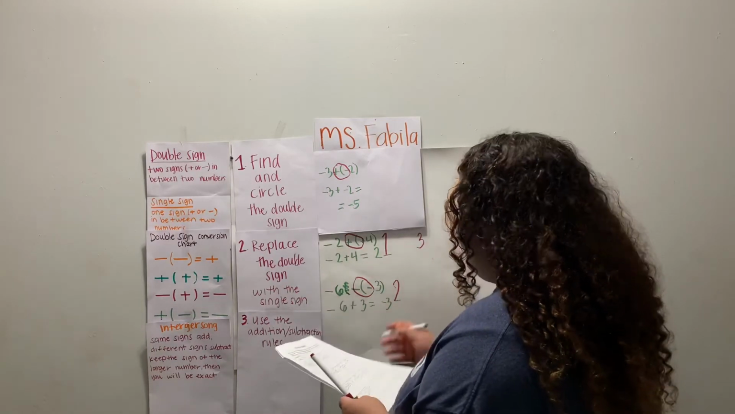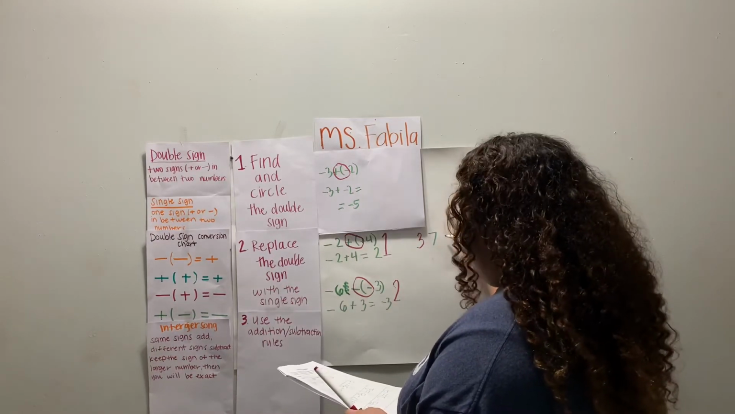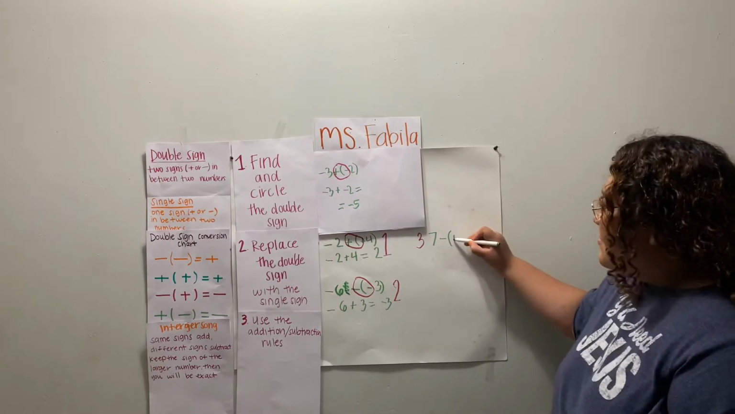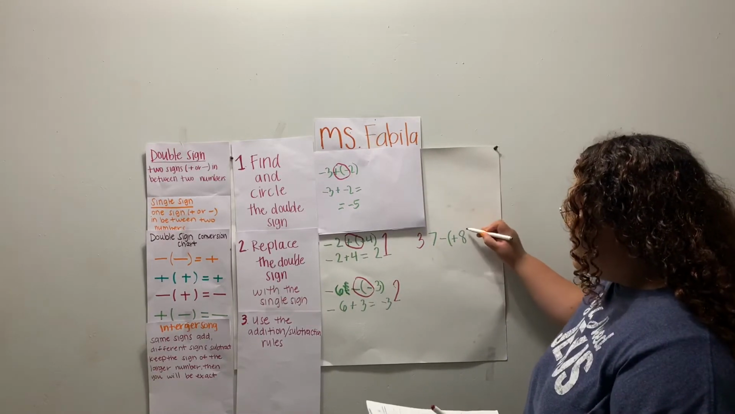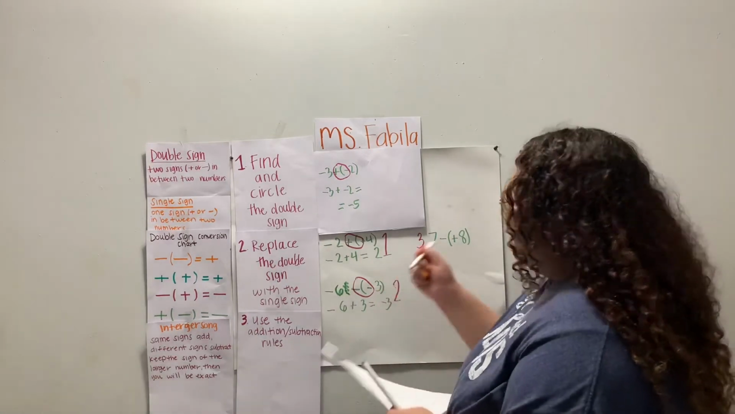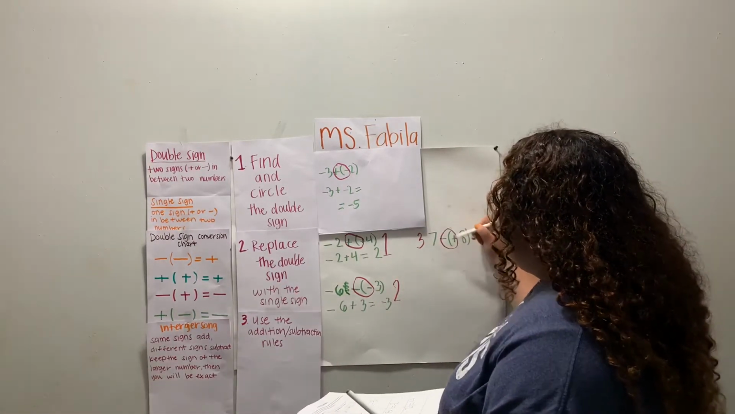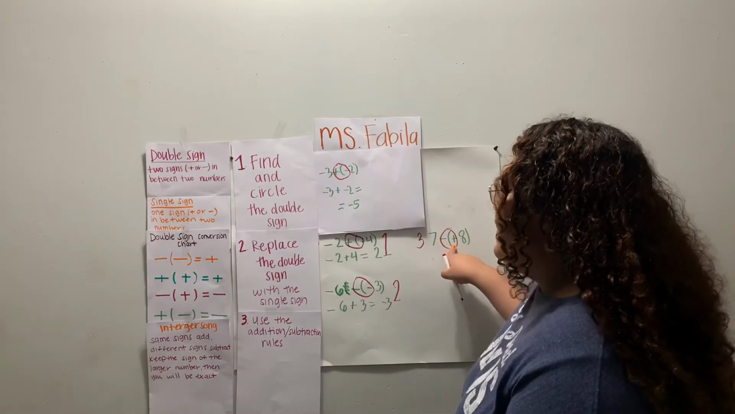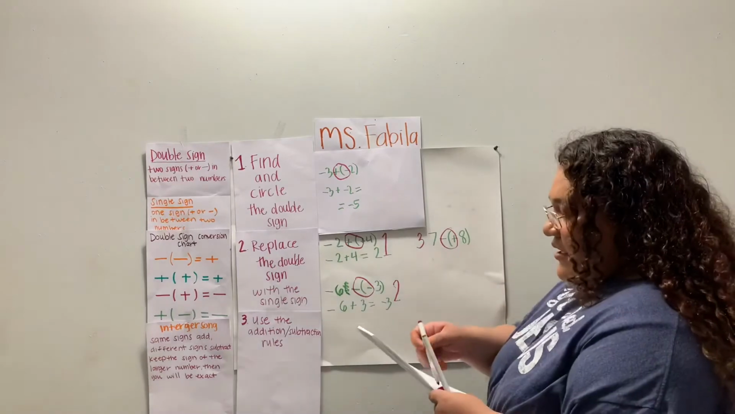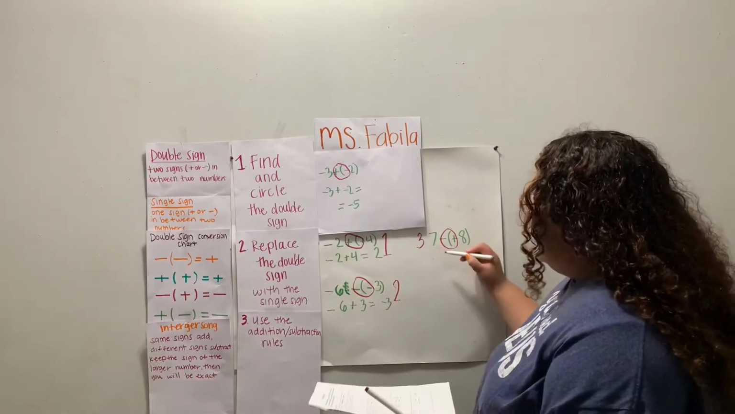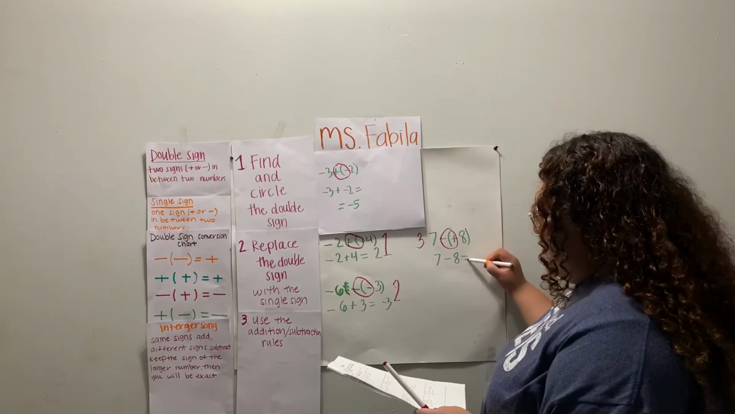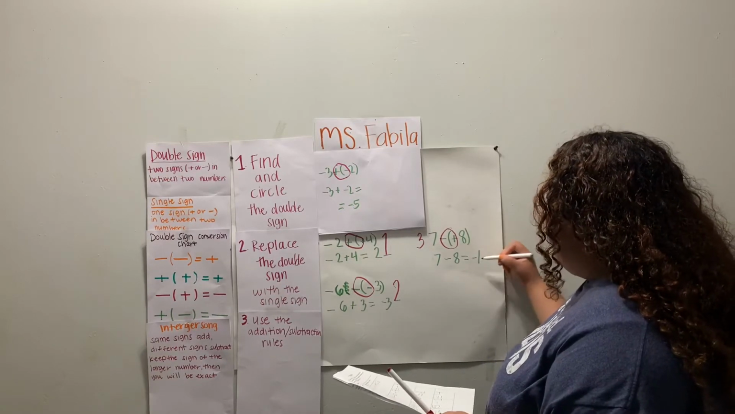And then our third example we will be doing right here. And our third example is 7 minus parentheses plus 8, close the parentheses. And then the first thing we have to do is circle the double sign. A negative and a positive gives you a negative. So it turns into 7 minus 8 equals negative 1.